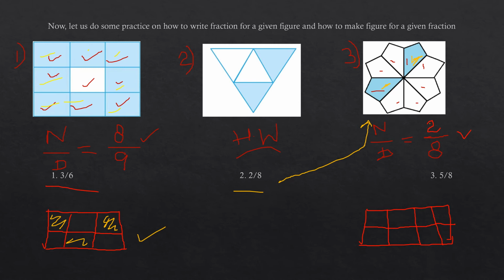Now how many parts do I have to shade? I have to shade 5 parts because the numerator is 5 here. 1, 2, 3, 4, and this is 5. Okay, 5 parts are shaded for this figure. So for this fraction, this is the suitable figure. Okay, now let's proceed.